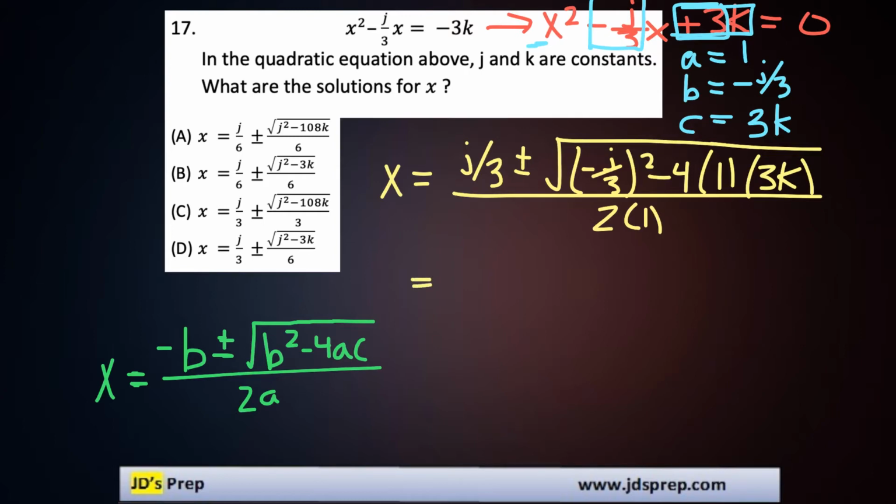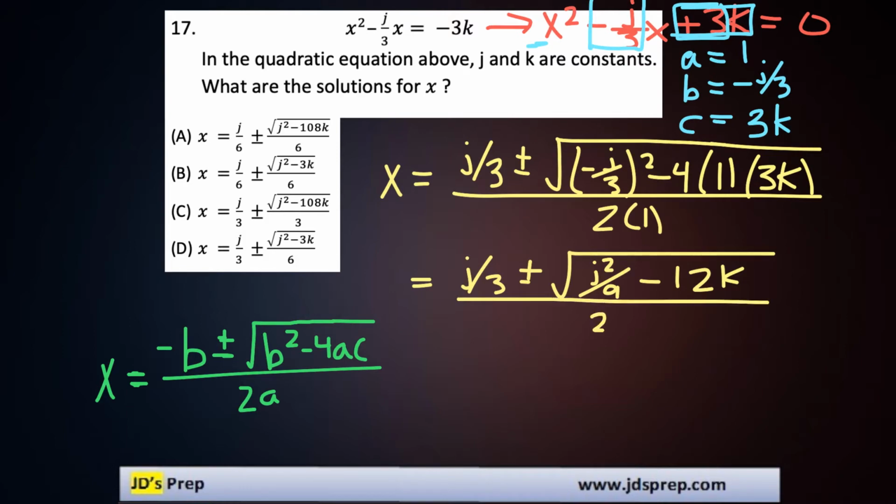Okay, so let's continue to work this out. We're going to have j over 3 plus or minus the square root of, let's see, that fraction becomes j squared over 9. And then we'll have minus 12k. And that's all over 2.